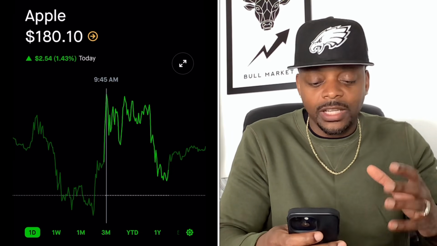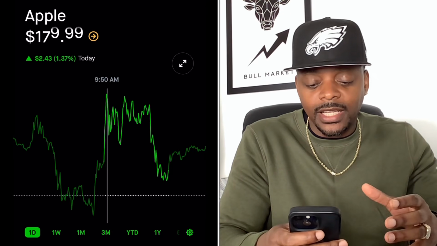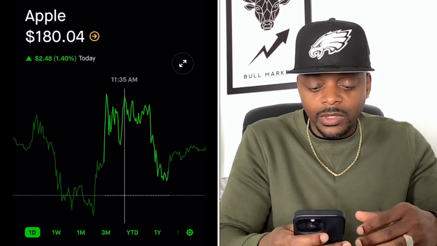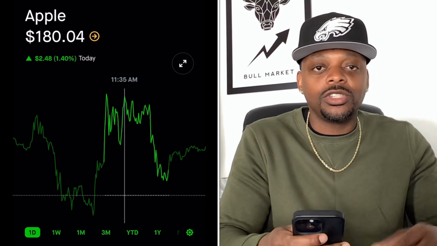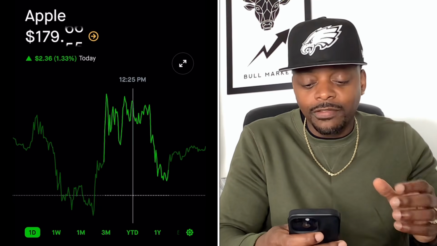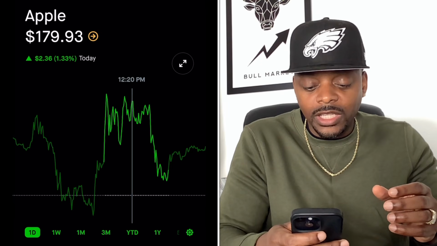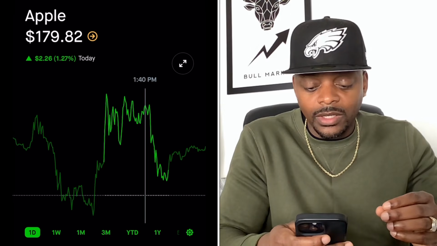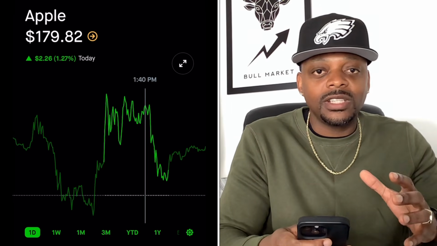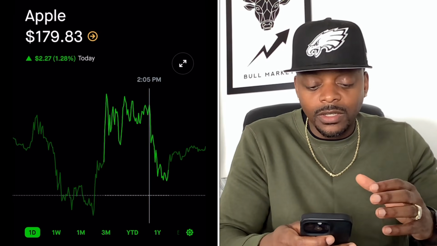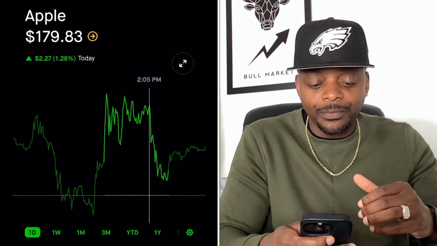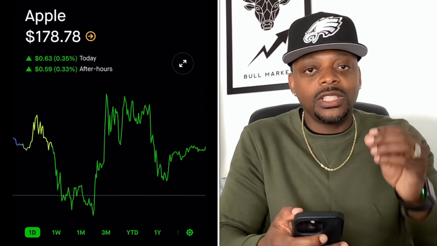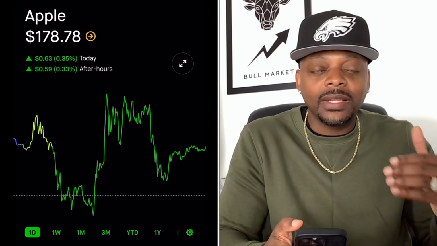What price do you see? 180, $180.10. Let's go here. 11:35. What price do you see? $180.04. What price do you see here? $179.93. What price do you see here? $179.82. What price do you see here? $179.83. Guys, I'm trying to show you and teach you how to spot levels of resistance.